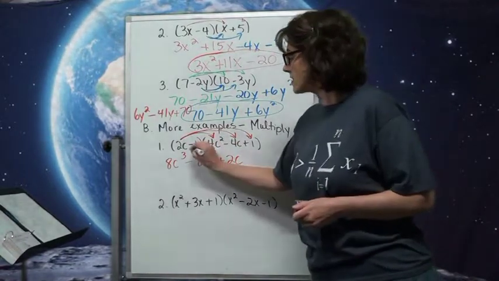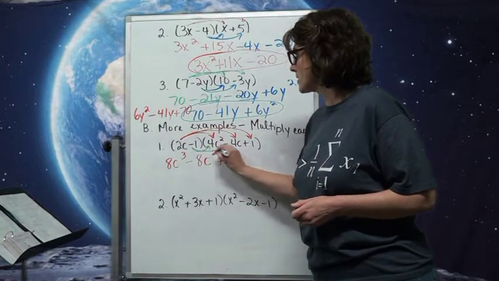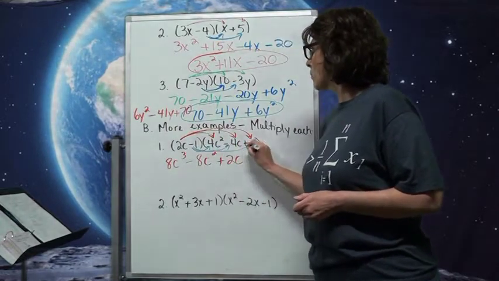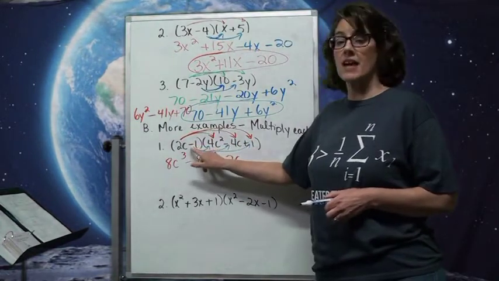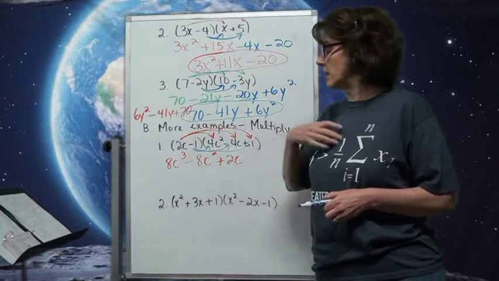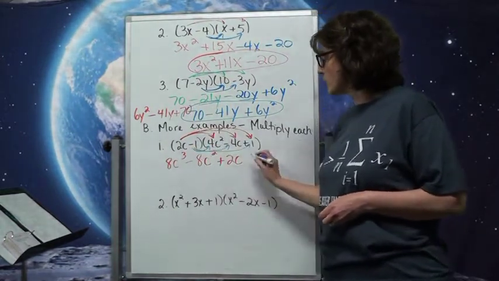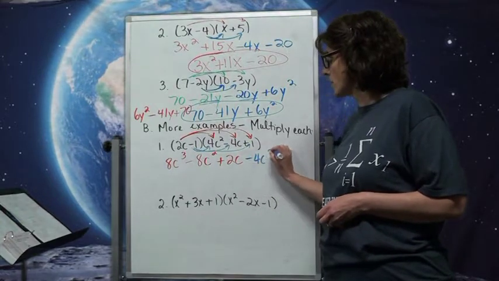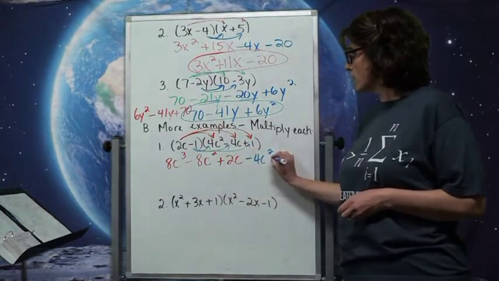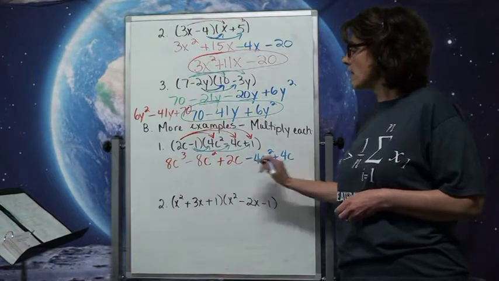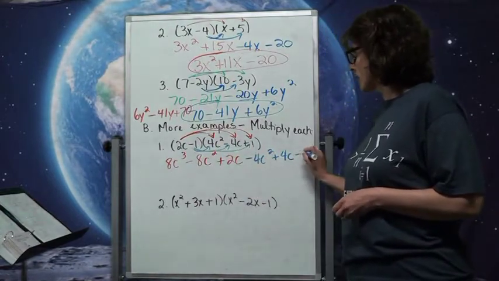So I'm going to take the next guy and send him through the second parentheses. Being very careful about what goes in there, take that name tag with it, because when he leaves the room, he takes his name tag with him. So a negative 1 times 4c squared is a negative 4c squared. A negative 1 times negative 4c is a positive 4c. And a negative 1 times 1 is a negative 1.